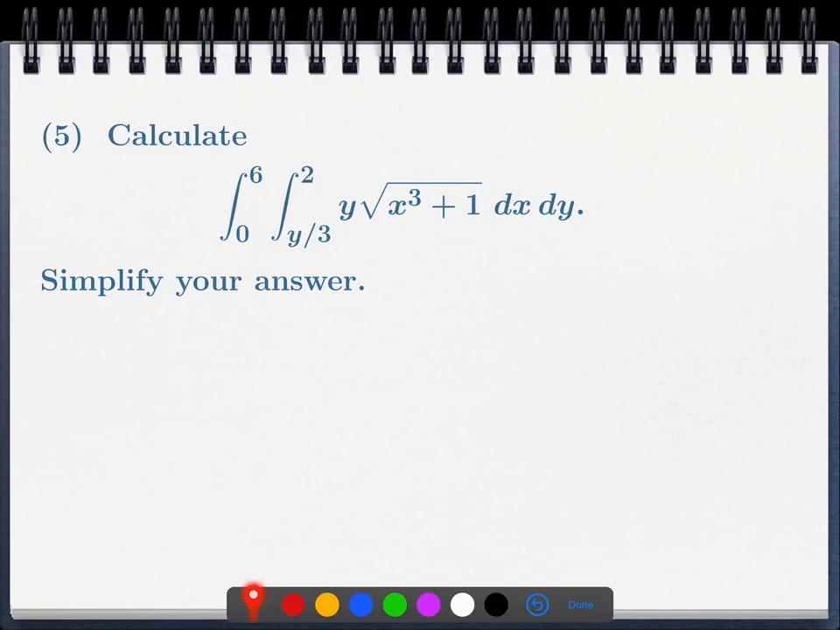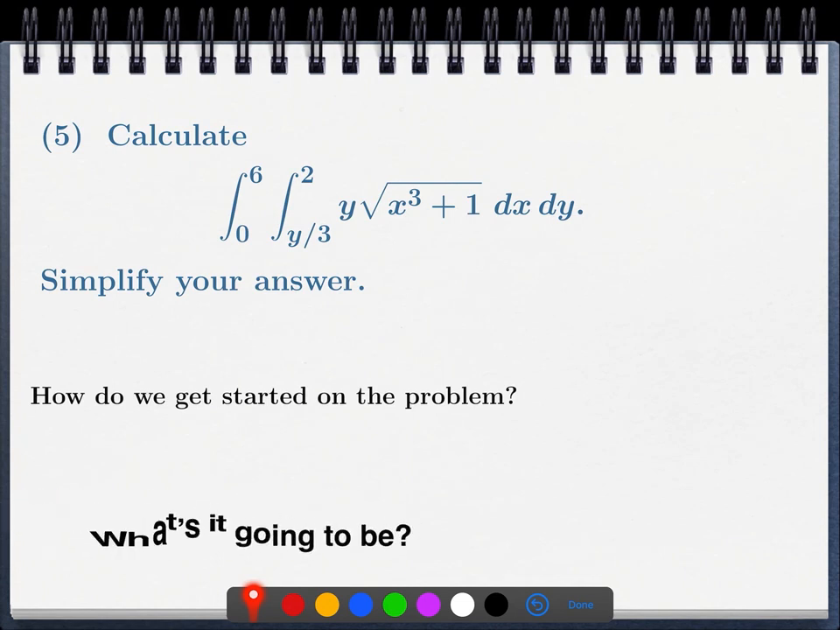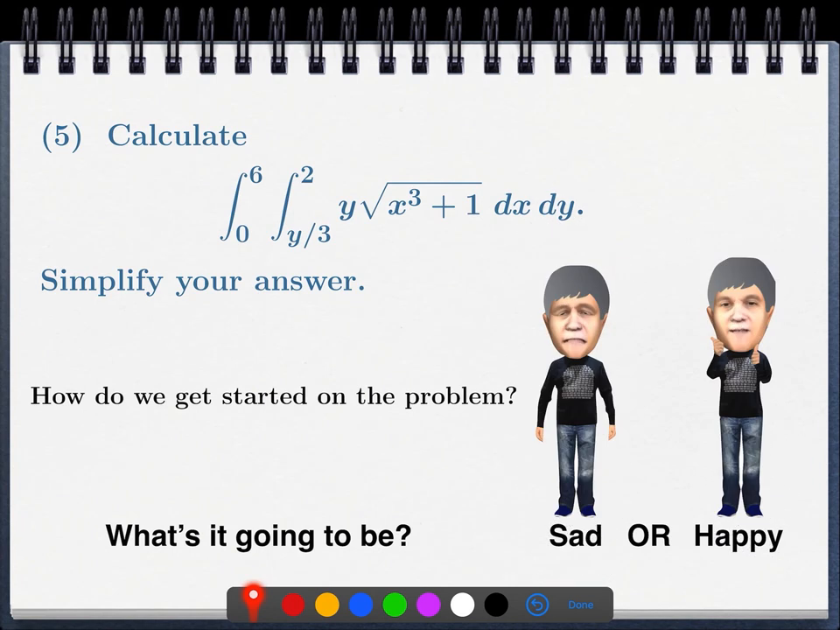Let's turn to a double integral. What should we do here? Let's see, are you going to be able to tell me what to do? Are you going to make me sad or happy here? I'm even wearing my shirt with prime numbers on it. Okay, so what's it going to be? Tell me what to do here.